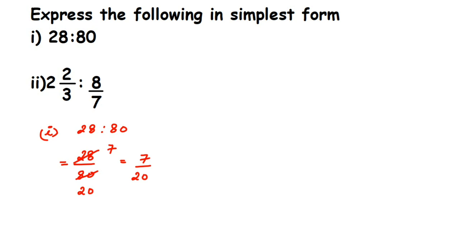Now second one. So 2 2 by 3 is to 8 by 7. So we have a mixed fraction and a fraction here. So we're going to convert the mixed fraction into a fraction. So multiply these two numbers first. So 3 2s are 6. So whatever answer we got, we have to add with the numerator. So 3 2s are 6. 6 plus 2 is 8. So we got 8 by 3 is to 8 by 7.